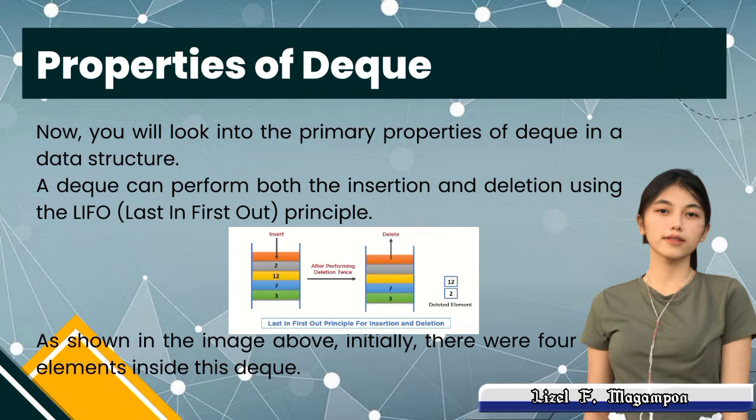Initially, there were 4 elements inside this Deque. However, after repeating the removal of an element twice, data elements 2 and 12 get removed from the Deque, respectively. You inserted element 2 at last and removed it at first. This example demonstrates the LIFO principle.